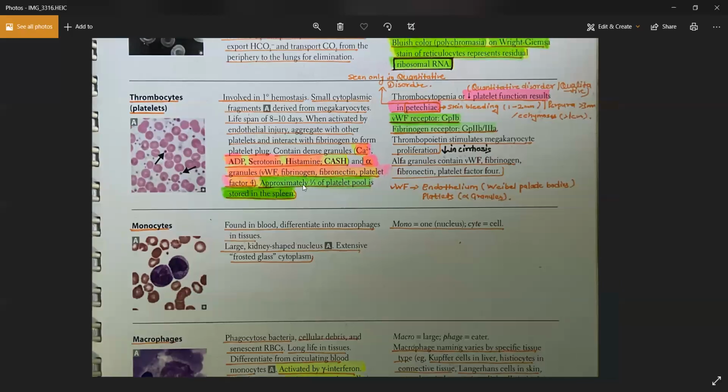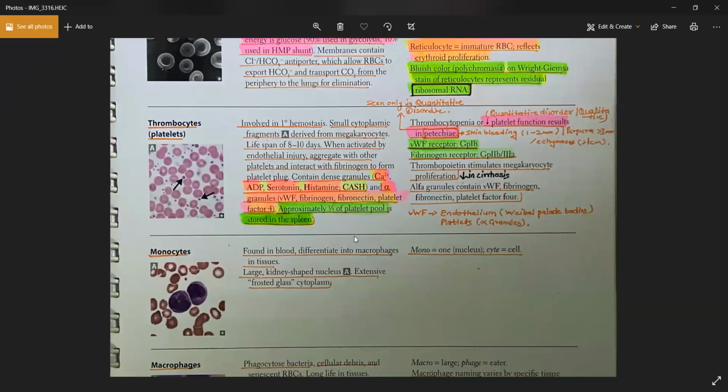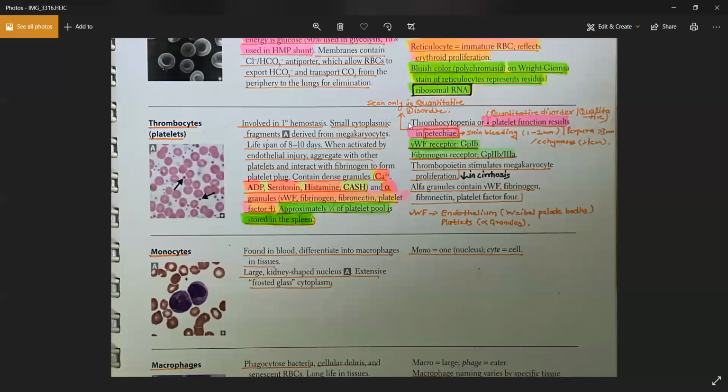Approximately 1/3 of the platelets are stored in the spleen, and whenever you have a splenectomy, all of that store will enter into the blood. So at the time of the splenectomy, you will have thrombocytosis also, right? Thrombocytopenia, or decrease in platelet function, will cause a petechial rash. It is because of the skin bleeding. You will see subcutaneous bleeding, and that can lead to the petechiae, right?